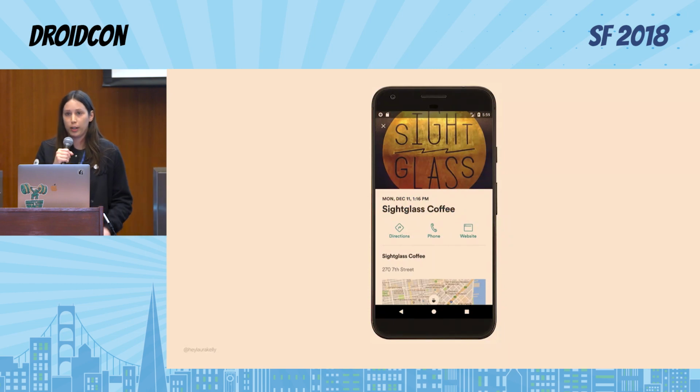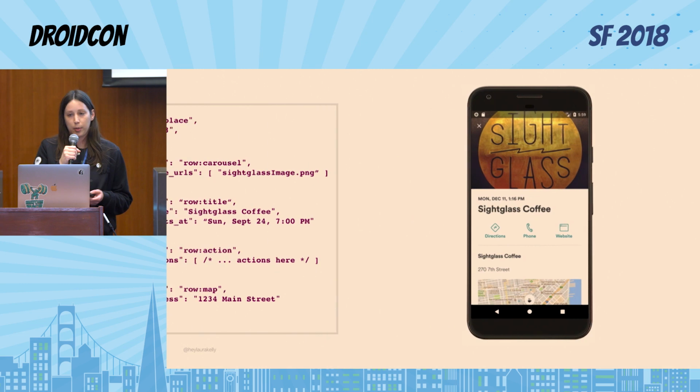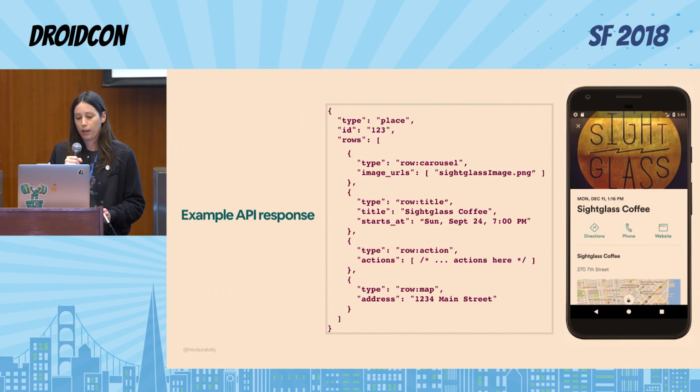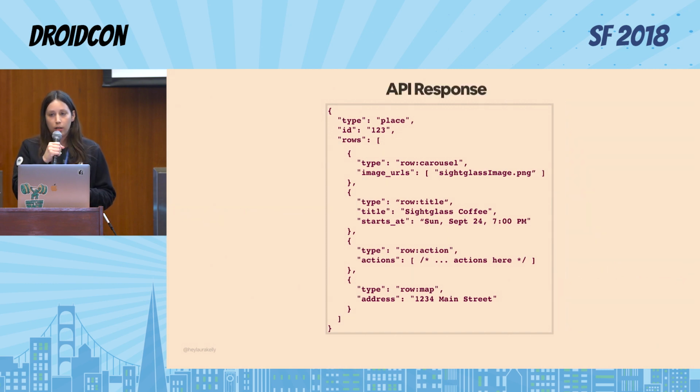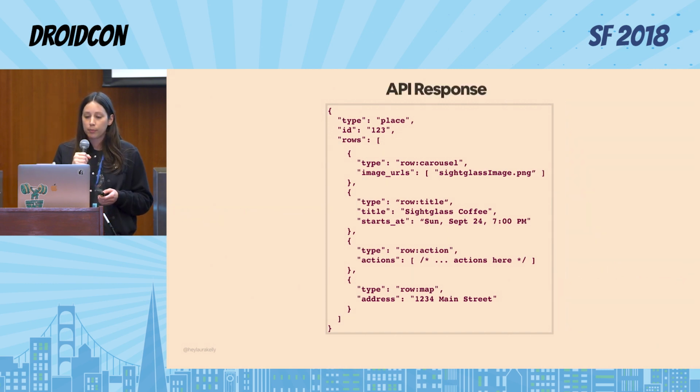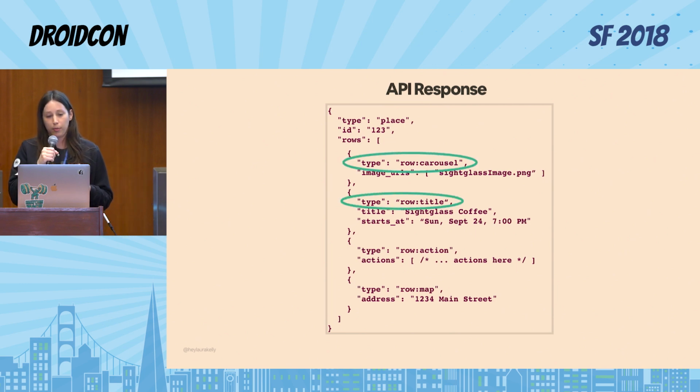Let's talk about how this screen gets rendered using server-driven UI. The core concept here is that the API dictates which components are rendered on the screen in server-driven UI. Taking a closer look at this API response, you can see that there's a different type for each of these row components in the API response.